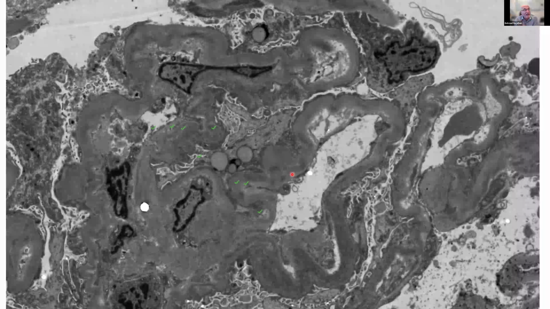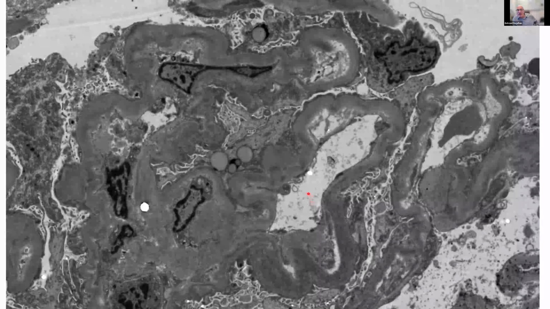So let's look at the electron microscopy. How can I clear? Should I erase there, or do I want to clear the marks? There should be an easier way, right? Okay, thank you so much. So let's look at the electron microscopy as well.